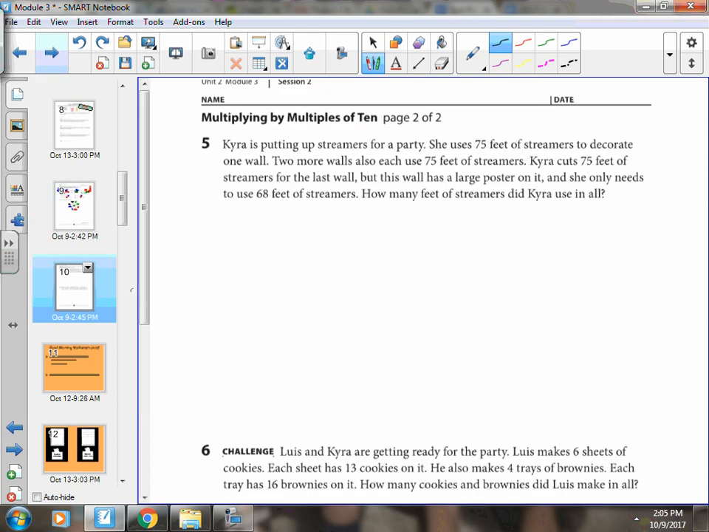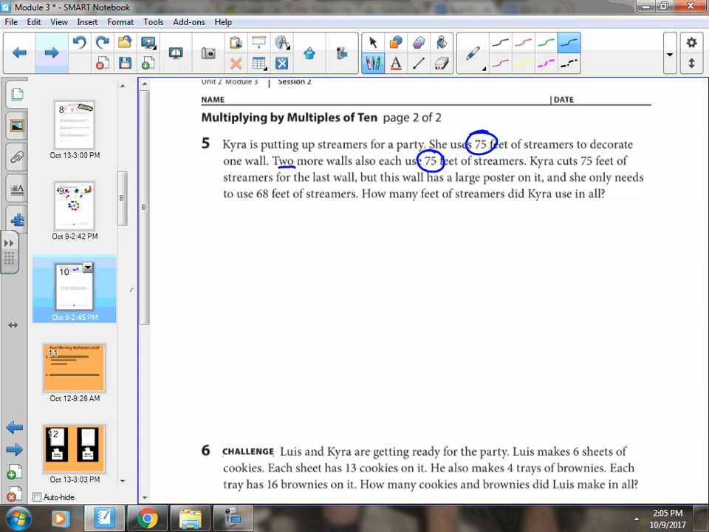Moving on to home connections, page 36. Kyra is putting up streamers for a party. She uses 75 feet of streamers to decorate one wall. 2 more walls also use 75 feet of streamers.